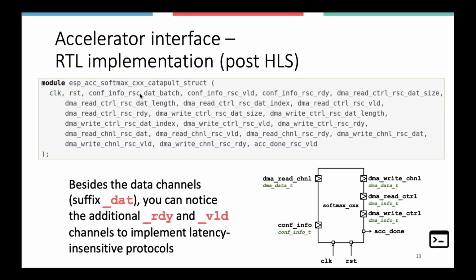After HLS, this is how the interface looks like in RTL Verilog. You can recognize most of the ports that we have previously defined in C++. Besides the data channels that come with the suffix _dat, you can notice the additional _ready and _valid channels that implement the latency-insensitive protocols.